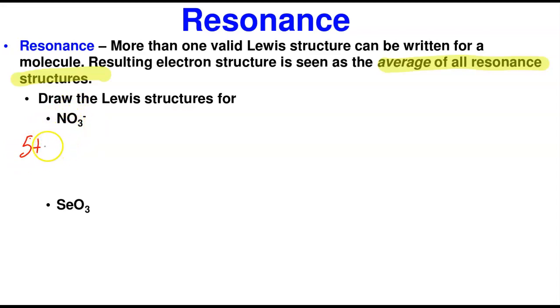Oxygen is in group 6, and there are 3 of them. 3 times 6. The -1 charge means we're going to add 1. If you add this together, it's going to give you 24 valence electrons. Now, let's draw the Lewis structure.